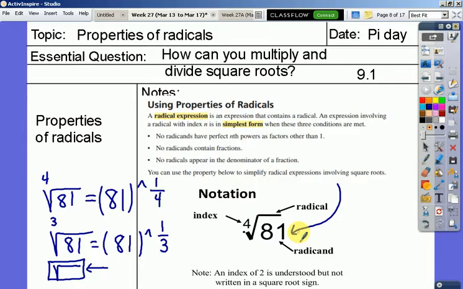2, you don't want to have any fractions. We'll talk about fractions. 3, no radicals appear in the denominator of the fraction. We'll talk about that tomorrow. Do you have any questions so far? Okay, so how do we simplify radicals?